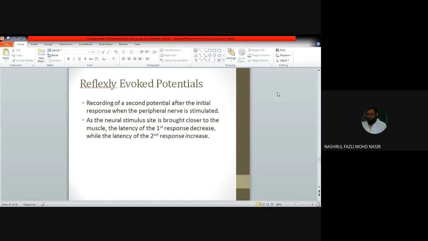Recording of the second potential after the initial response. This is for the reflex potential. Recording of the second potential after the initial response when the peripheral nerve is stimulated. As the neural stimulus site is brought closer to the muscle, the latency of the first response decreases, while the latency of the second response is increased.